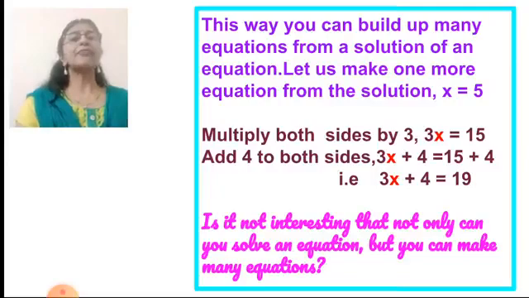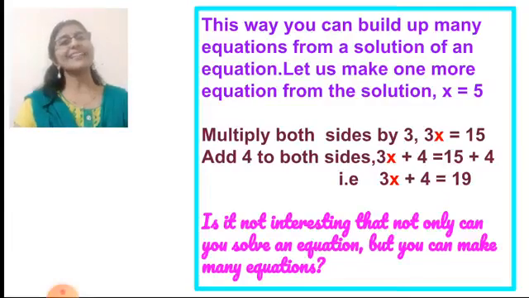Now if we add 4 to both the sides, you can add any other number. You can subtract also. So here we are adding 4 to both the sides of the equation. So you will get 3x plus 4. When you are adding on the left hand side, on the right hand side also you have to add 4 only. So it will be equal to 15 plus 4. So you will get the new equation 3x plus 4 is equal to 19. So this way we got another equation from the same solution x equal to 5. Is it not interesting that not only can you solve an equation, but you can make many equations like this?